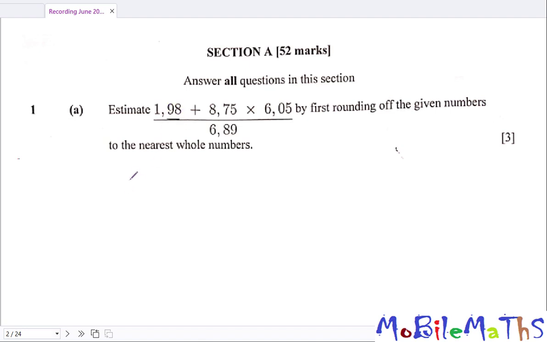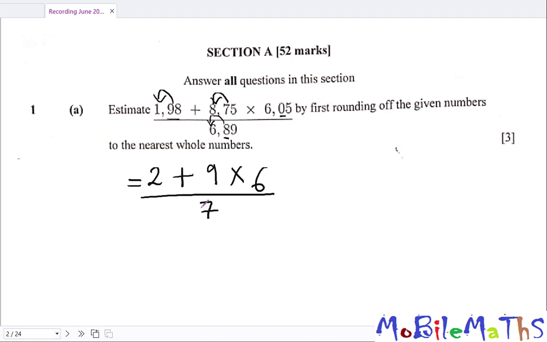So rounding off the first one, 1.98 becomes a 2 because 9 is greater than 5, so it changes 1 to 2. Then plus 8.75, so we have a 7, it's greater than 5, so it rounds up 8 to 9, so I have a 9, then times 6.05, so here I have a 0, so I'm not going to round anything up, I'll leave 6 as it is, so I'll have a 6, then everything is divided by 6.88, here 8 is above 5, so we round up 6 to become 7. So I have these numbers now.